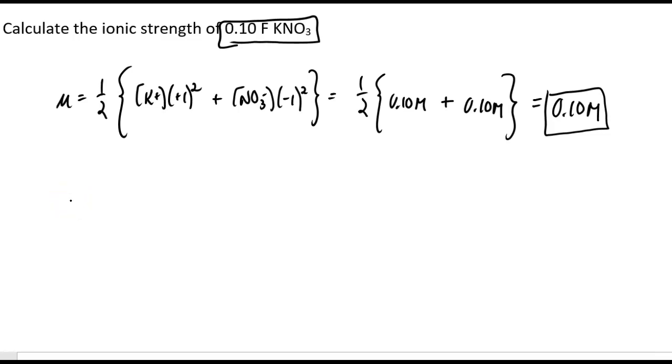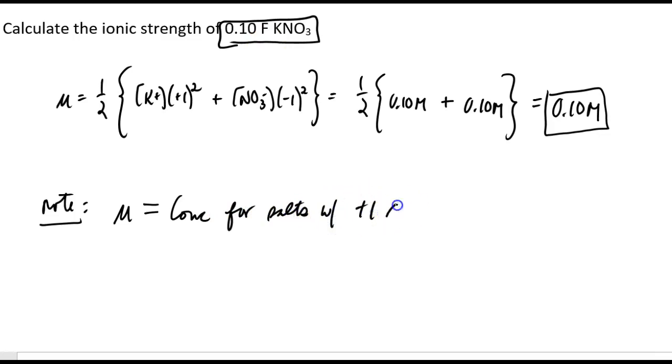So I'm going to write it down. It's an important note that the ionic strength equals the concentration, like it did here, for salts with a +1 cation, like potassium was, and a -1 anion, like nitrate was. This will be useful to remember.